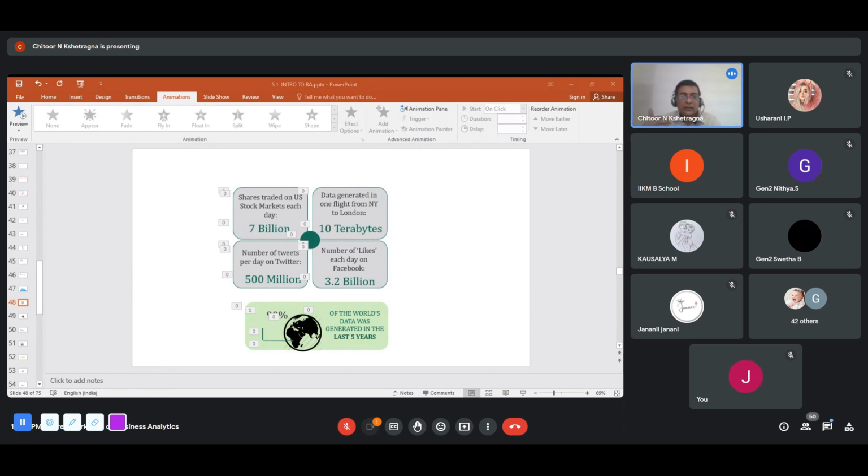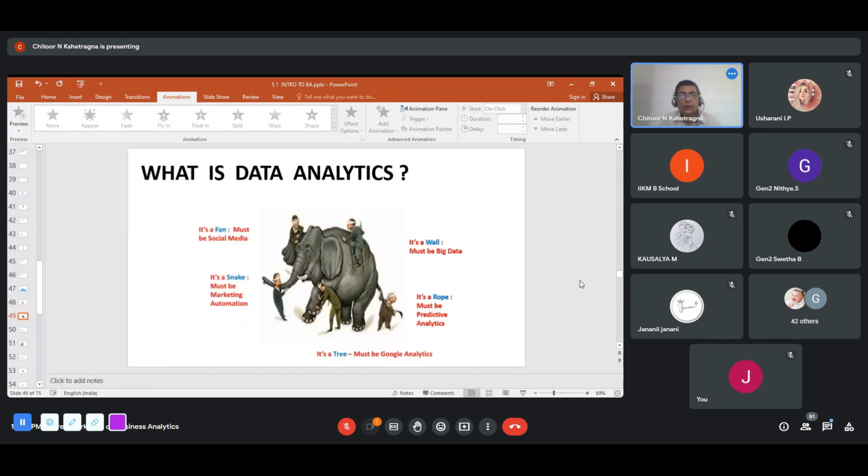And today, companies are sitting on piles and piles of data, and really do not know what to do with it. And that's where analytics comes in. Hopefully, you've got clarity on what is big data. Okay, so what is data analytics then?